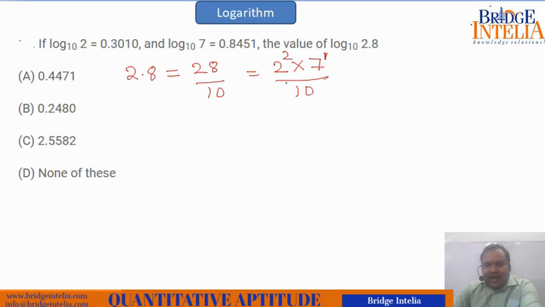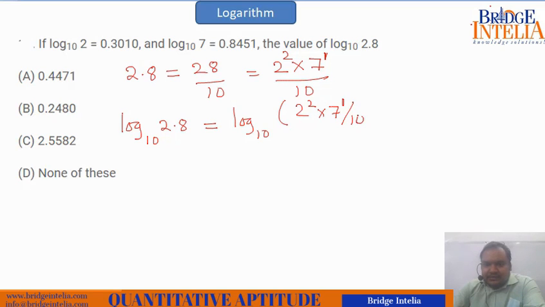Why did we take this approach? Because we know the value of log 2. We also know the value of log 7. We also know the value of log 10. So this is how we should write 2.8. So now we are being asked to calculate the value of this, which can be rewritten as this. So we express this further as 2 log 2 plus log 7 minus log 10.